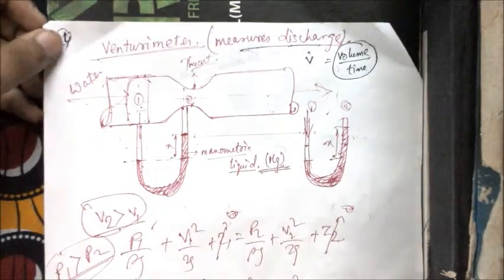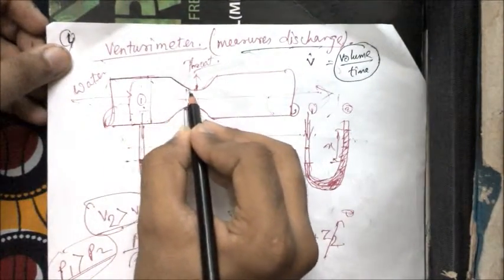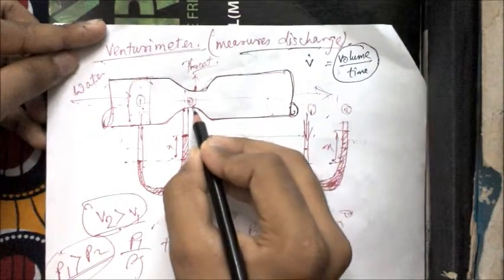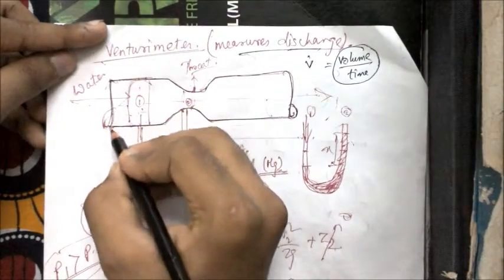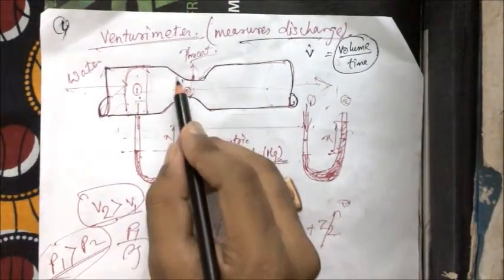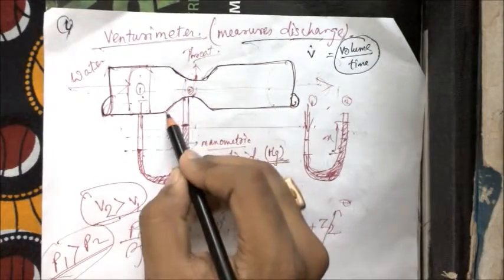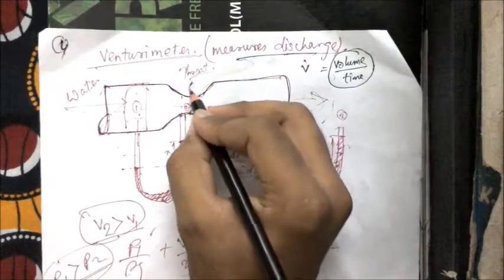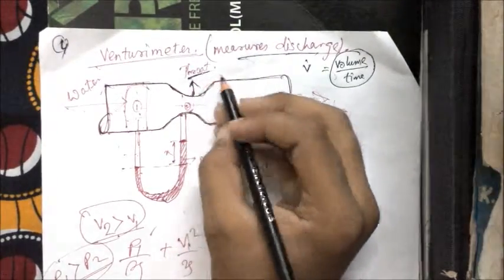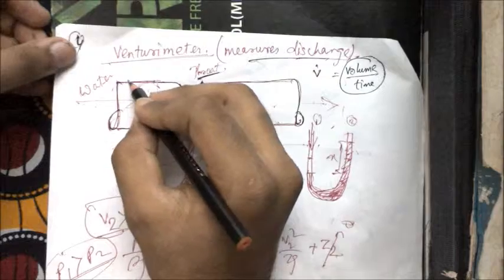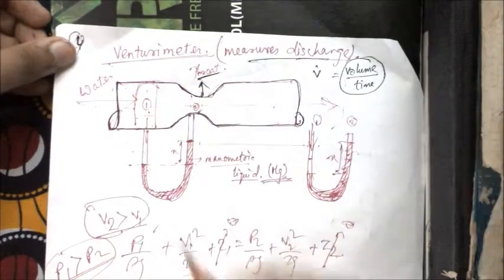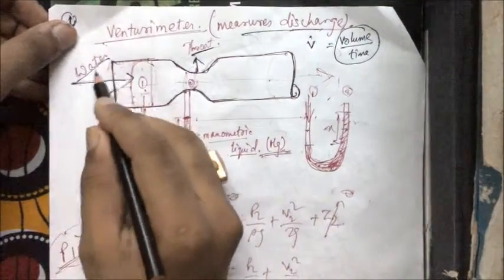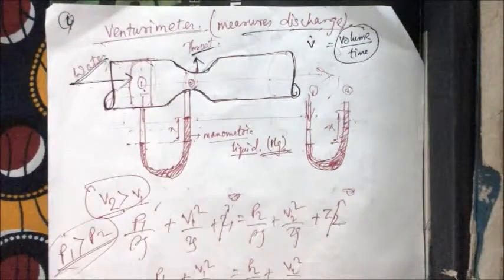So the Venturi meter is this device. This is my Venturi meter. Its shape is somewhat like this. It is constricted at the middle. This constricted portion is known as the throat. This is the inlet portion and this is the outlet portion. Suppose water is entering through the pipe.